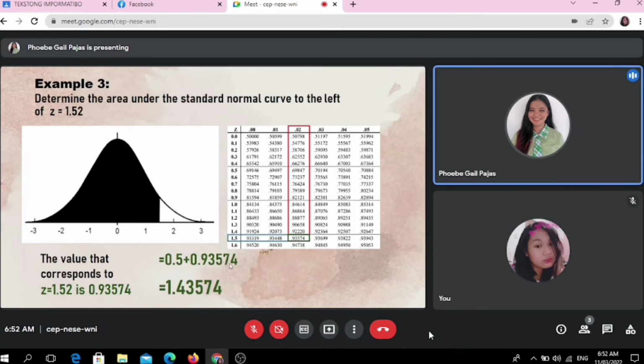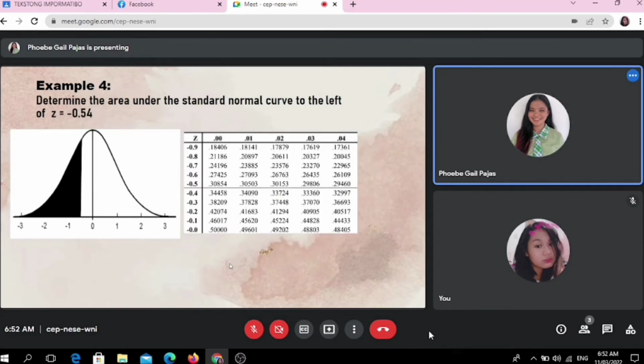Okay? Another example. Determine the area under the standard normal curve to the left of z equals negative 0.54. So, wala tayong whole number dito. So, we will look at the first decimal place which is 5. And then, we will find it here. So, dito yung 5. Tapos, titignan natin yung last decimal place which is 4. Then, itatapat natin sa 4. Tapos, yung 4, itatapat din natin sa 0.5.